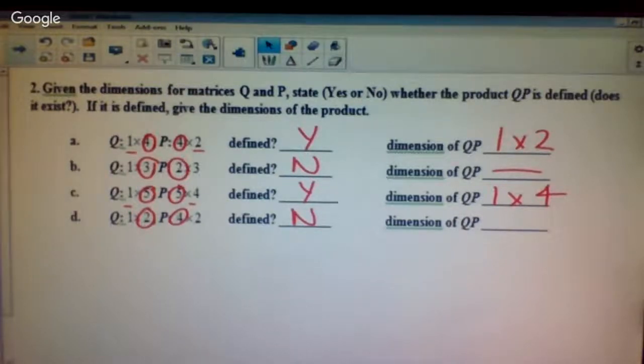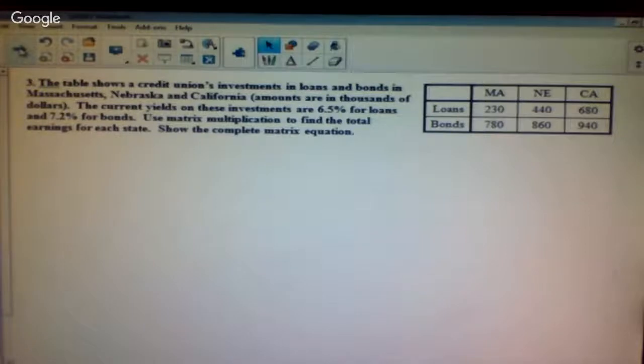Okay, what else do we need to cover here? Oh, another example. Yay. The table shows a credit union's investments in loans and bonds in Massachusetts, Nebraska, and California. Your amounts are in thousands of dollars. The current yields on these investments are 6.5% for loans and 7.2% for bonds. Use matrix multiplication to find the total earnings for each state. Show the complete matrix equation. So they've only given me my second matrix right here.